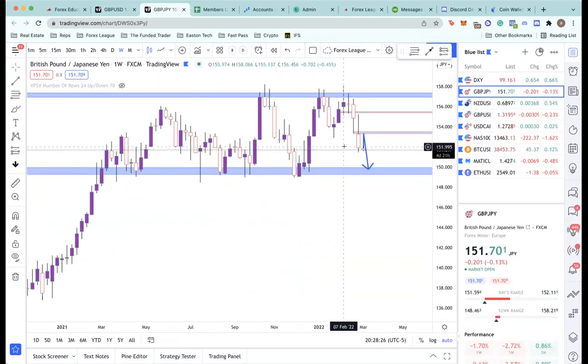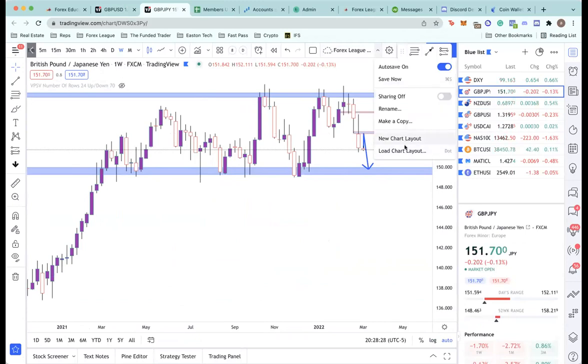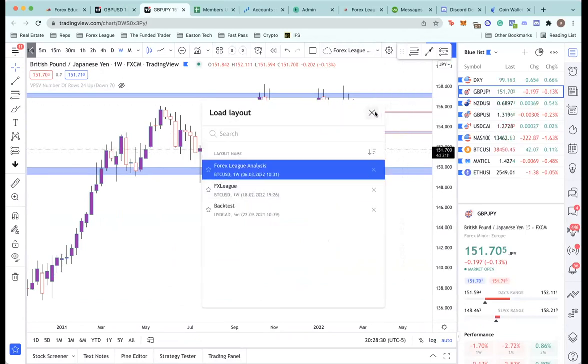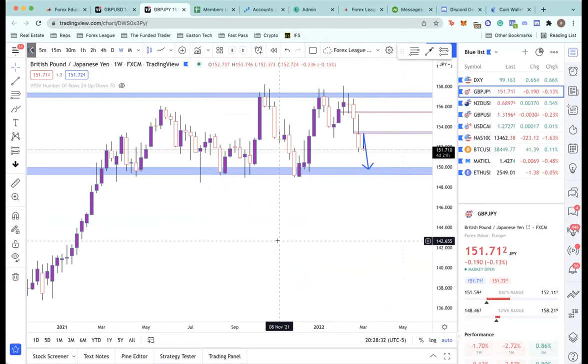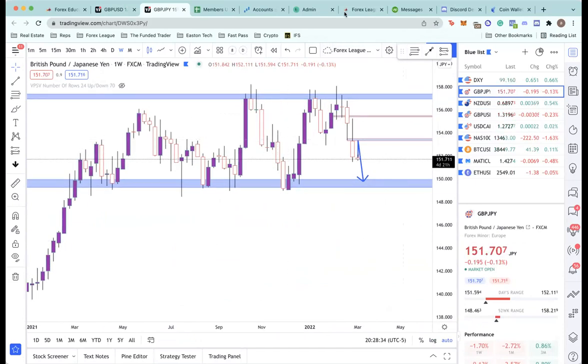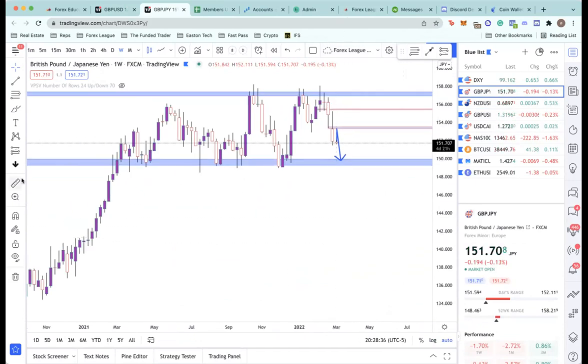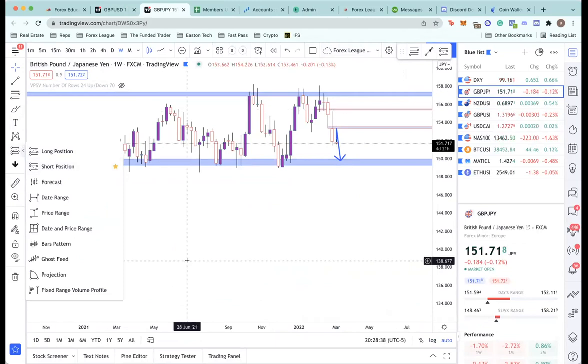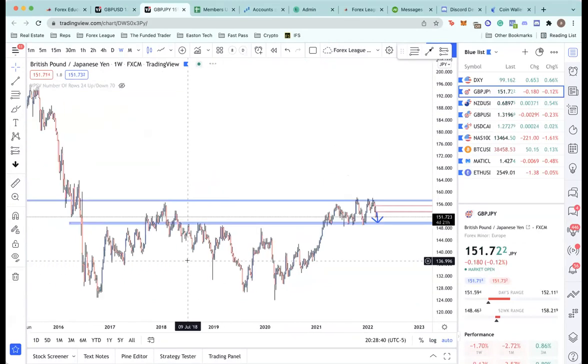Let's start off with... let me see what chart this is. Forex League analysis. All right, so we're going to start with GJ. GJ on the weekly time frame. Let's zoom out a little bit. I've got some levels on here.